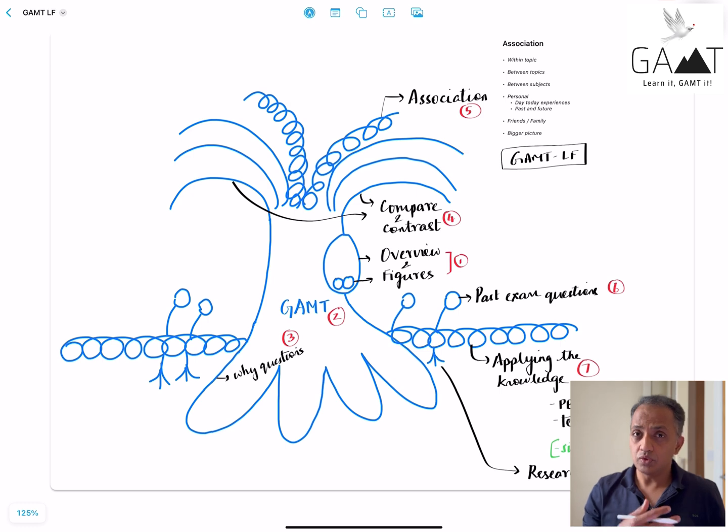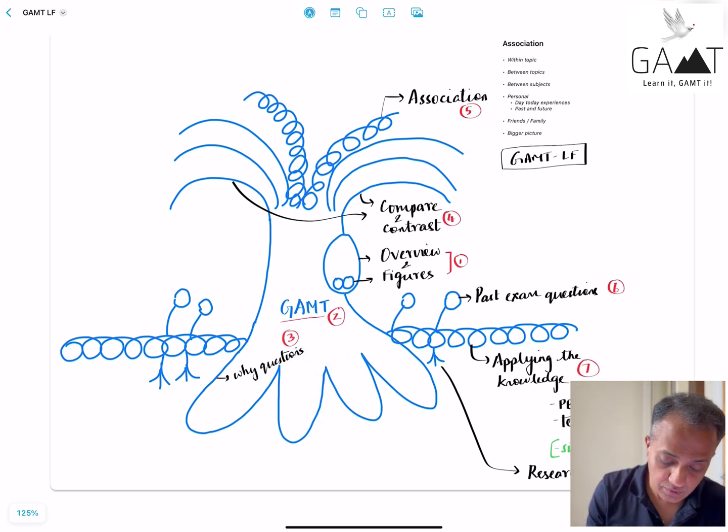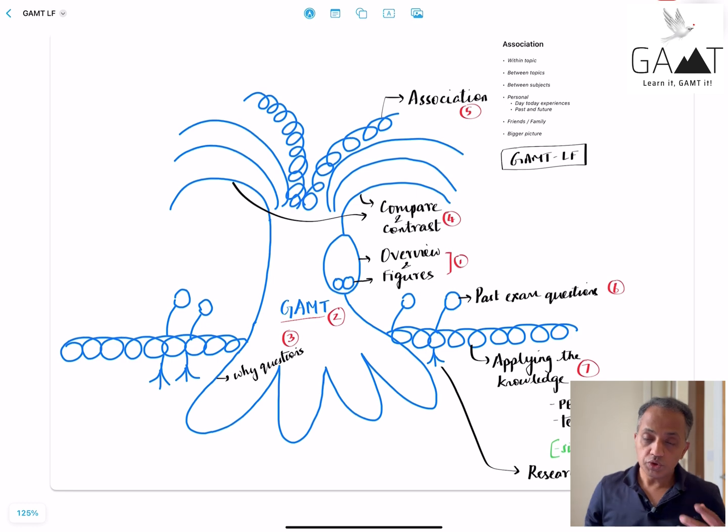Once you have an overview, so you go through the topic, and then you create a GAMT. So that's where the GAMT comes from. What you do in GAMT is you generate keywords from a topic and use the first letter of the keywords to generate a GAMT. So once you have a good overview, have the figures in place, and you have generated a GAMT, you're in a very good position to jump into the GAMT learning framework.